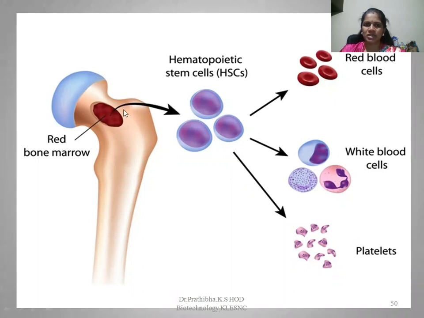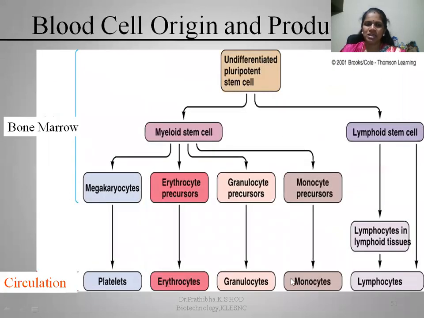You can call the cells which are regenerated in the red bone marrow hematopoietic stem cells, in short HSCs. These hematopoietic stem cells in turn are responsible for the production of red blood cells, white blood cells and platelets. Here you can see the overall picture of blood cell origin and production. The undifferentiated pluripotent stem cell further differentiates into myeloid stem cells and lymphoid stem cells, and from this myeloid stem cell we can see megakaryocytes, erythrocyte precursors, granulocyte precursors and monocyte precursors.